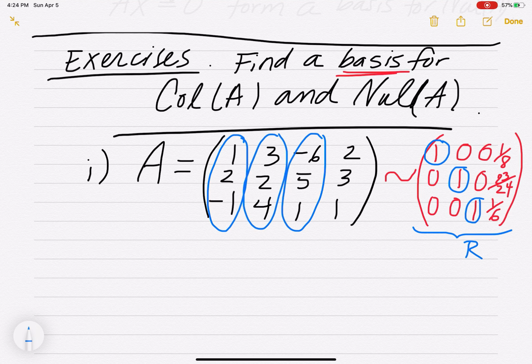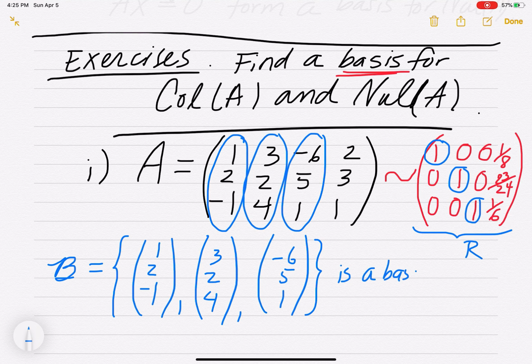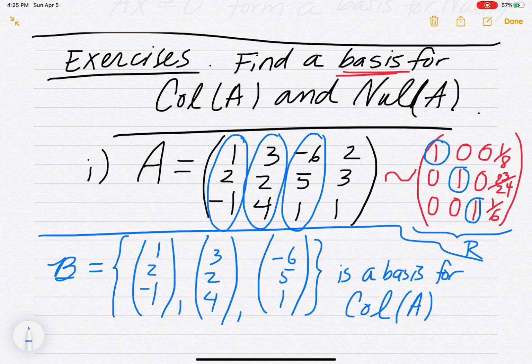So let's write B equals 1, 2, -1. It's your first vector, comma, your second vector, 3, 2, 4, comma, -6, 5, 1. That is a basis for the column space of A. That simple. Really simple to find a basis for the column space of A.